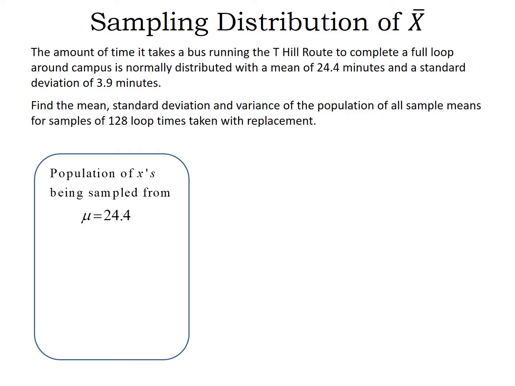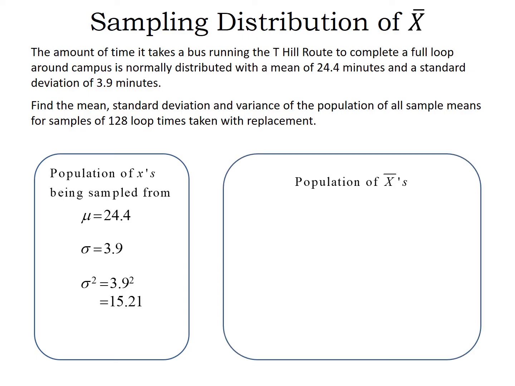The population that we're sampling from, which is where everything starts here, has a mean of 24.4 and a standard deviation of 3.9, and therefore a variance of 3.9 squared. The population of sample means is what we're trying to find the mean, variance, and standard deviation of. Again, the mean of x bar is equal to the mean of the population we're sampling from. So that's 24.4 minutes.